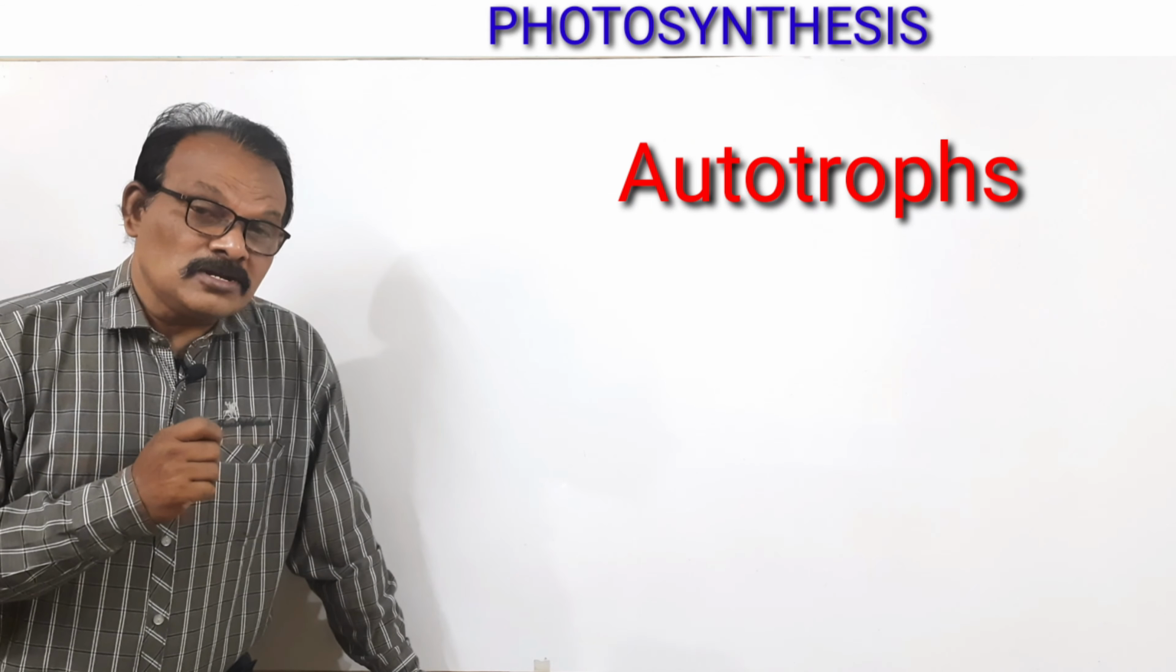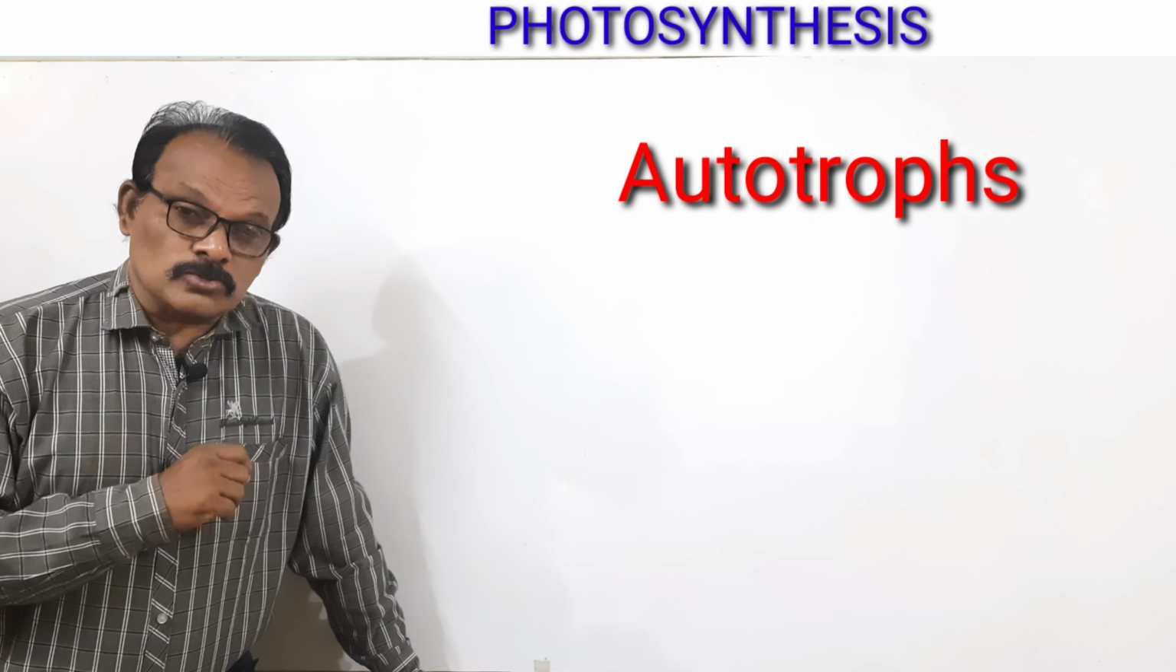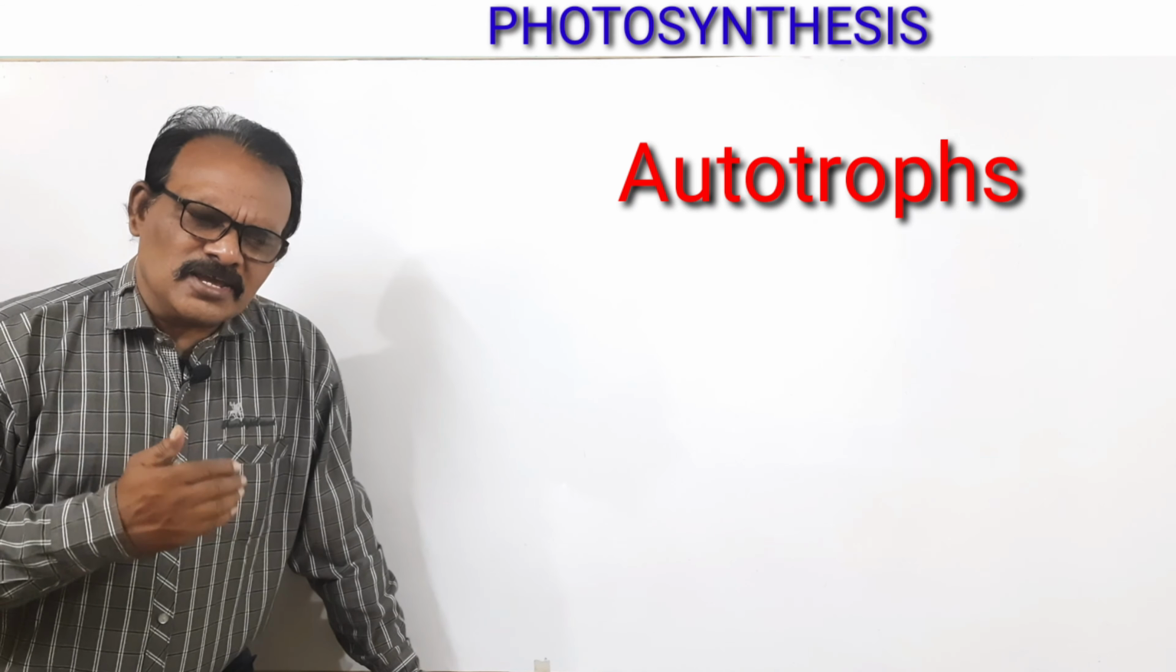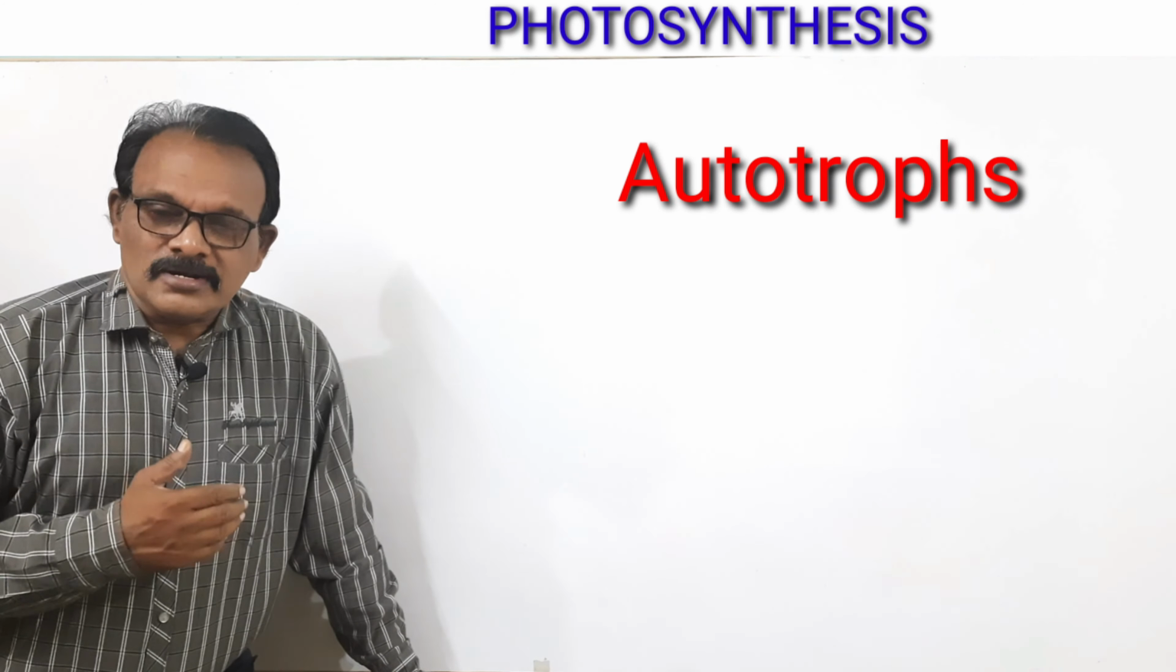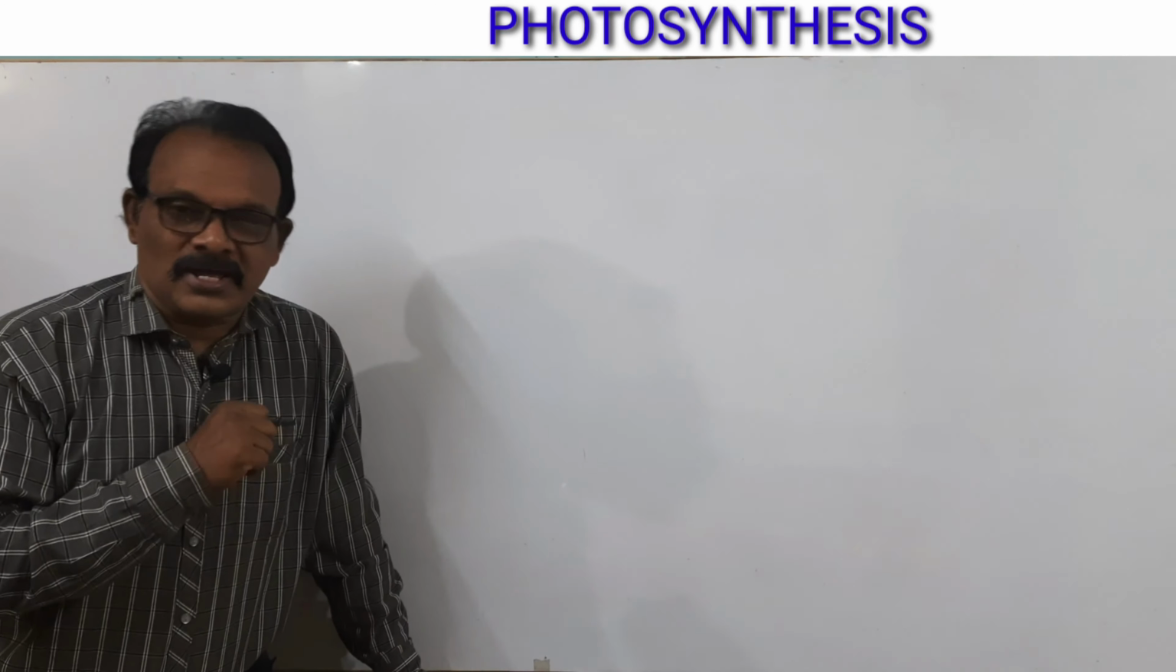Now, what actually is photosynthesis? It is related to green plants. They are called autotrophs. The mode of nutrition in green plants is autotrophic. Autotroph means they can prepare their own food. They can prepare their own food by means of photosynthesis. But photosynthesis occurs only in green plants.